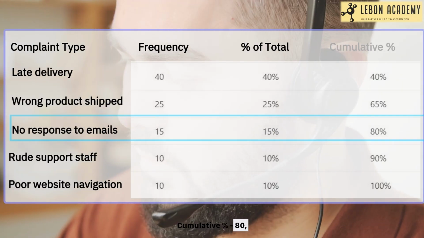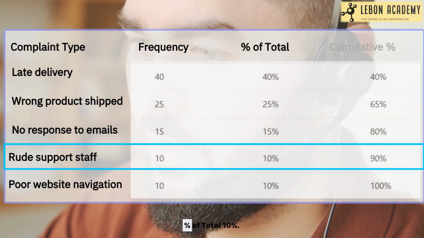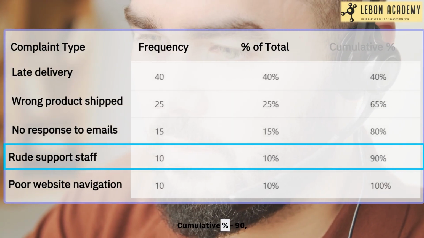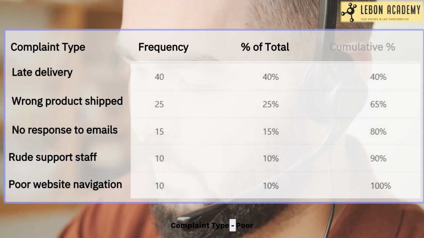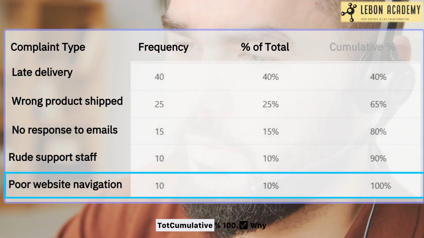Cumulative percent 80%. Next, complaint type: rude support staff. Frequency 10% of total, cumulative percent 90%. And last, complaint type: poor website navigation. Frequency 10% of total, cumulative percent 100%.